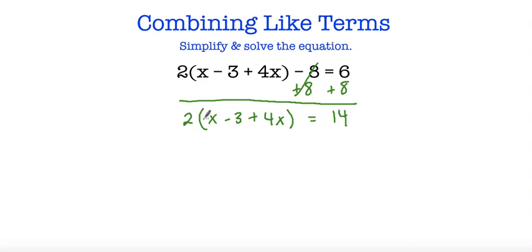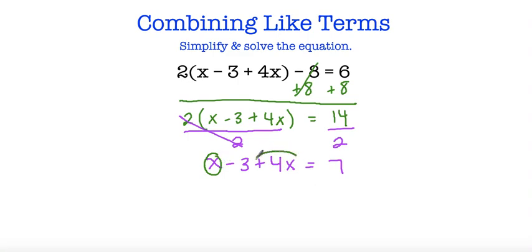And now I have 2 times x minus 3 plus 4x. And if I don't want to deal with that 2, I could just divide both sides by 2, canceling that out. So I'm left with x minus 3 plus 4x is equal to 7. And now here, I could combine my like terms. So x and positive 4x give you 5x minus 3 is equal to 7.